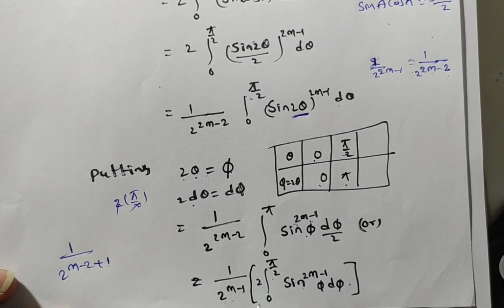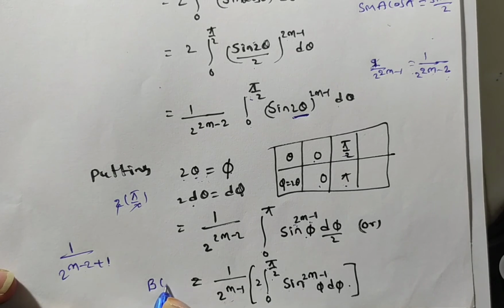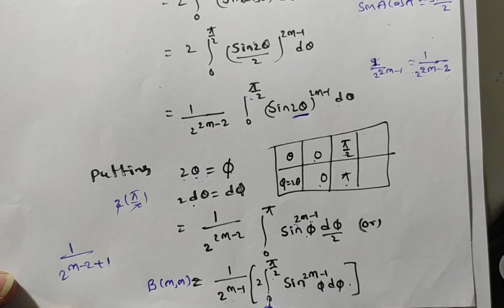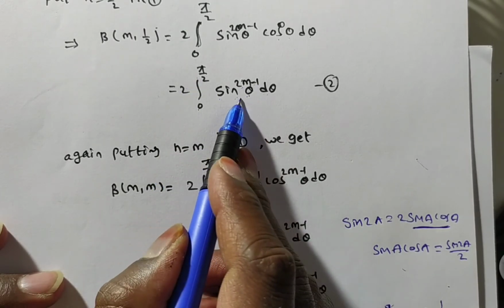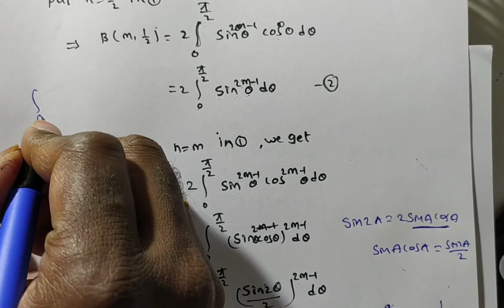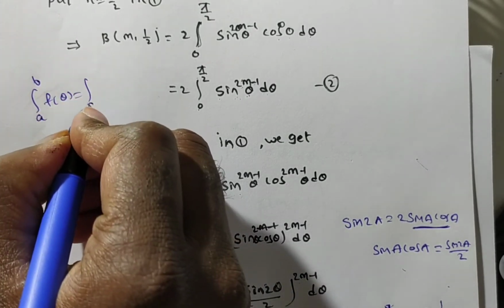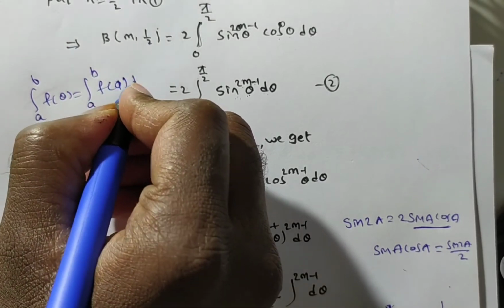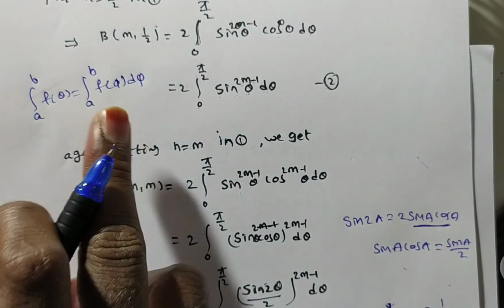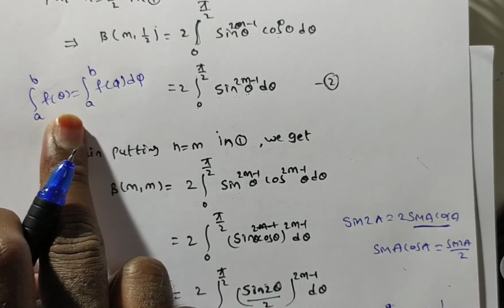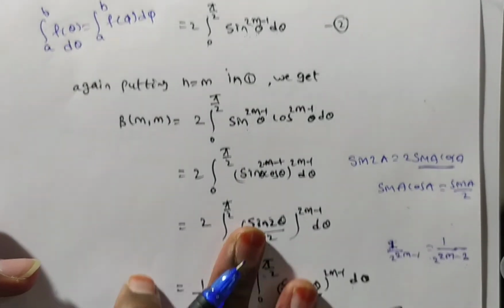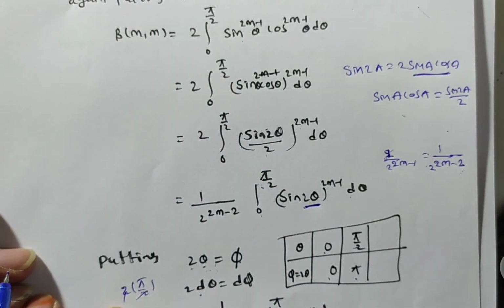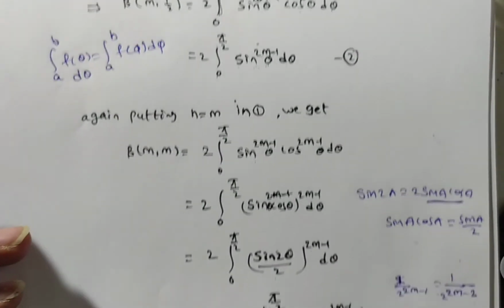So friends, you observe this bracket. Actually this is the value of beta of m comma m. Now you observe this bracket. This is the integral from 0 to pi by 2 of sin to the power of 2m minus 1 phi d phi, which is nothing but 2 times the integral from 0 to pi by 2 of sin to the power of 2m minus 1 theta d theta. Same or not? Because the integral from a to b of f of theta you can also write as the integral from a to b of f of phi d phi. In a definite integral you can write the integral from a to b of f of x dx is equal to the integral from a to b of f of y dy. So from equation number 2 you can write this value is beta of m comma 1 by 2.